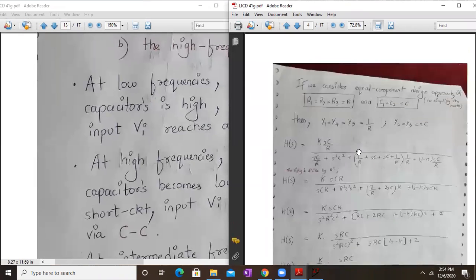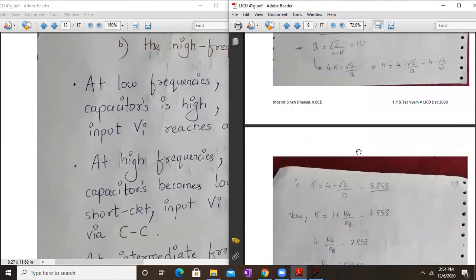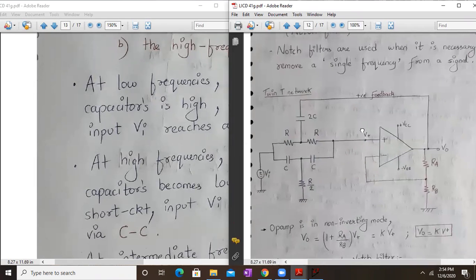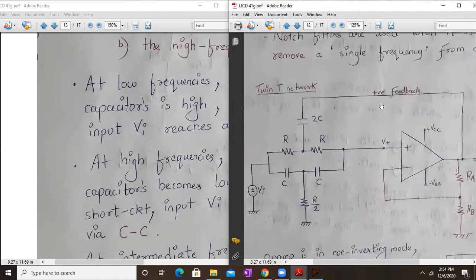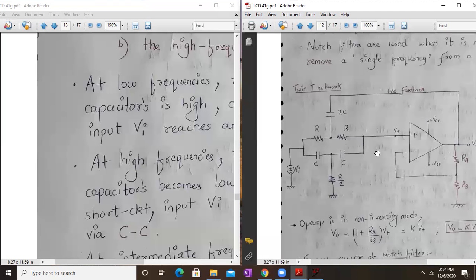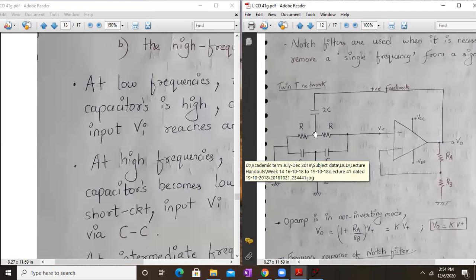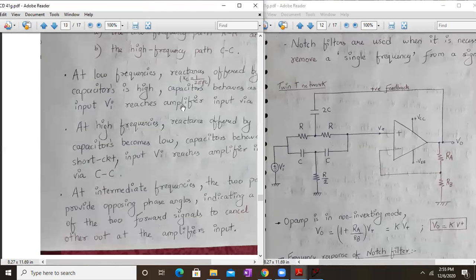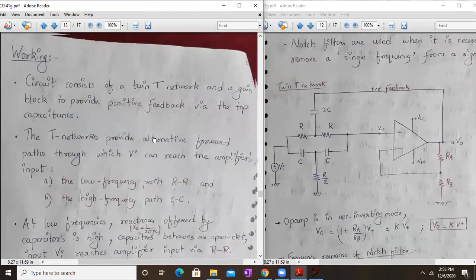I'll quickly go to the twin T network. This is my circuit diagram. We'll concentrate on this circuit diagram and limit answers to this. On the left hand side, I'll describe the theory behind it. So let's see the working.